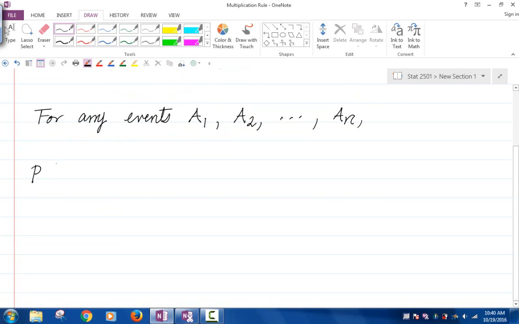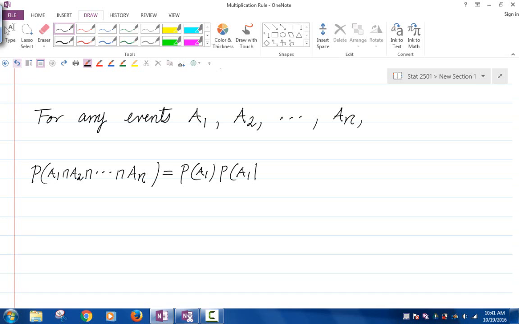the probability of A1 intersected with A2 intersected ... intersect AN is the same as the probability of A1 multiplied by the probability of A2 given A1, times the probability of A3 given the intersection of A1 and A2.